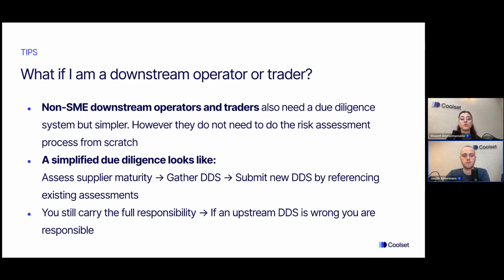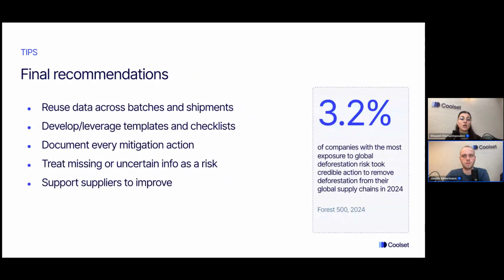Now, I would like to leave you with some final recommendations. So first of all, we said, avoid duplicating information by reusing data across batches, shipments, suppliers, or origins. So try to organize the information in the way that they feed your orders by not needing to go case by case. Then it is very important to develop templates, checklists, a coherent risk scoring mechanism, because otherwise it's going to be very difficult to organize effectively the information.